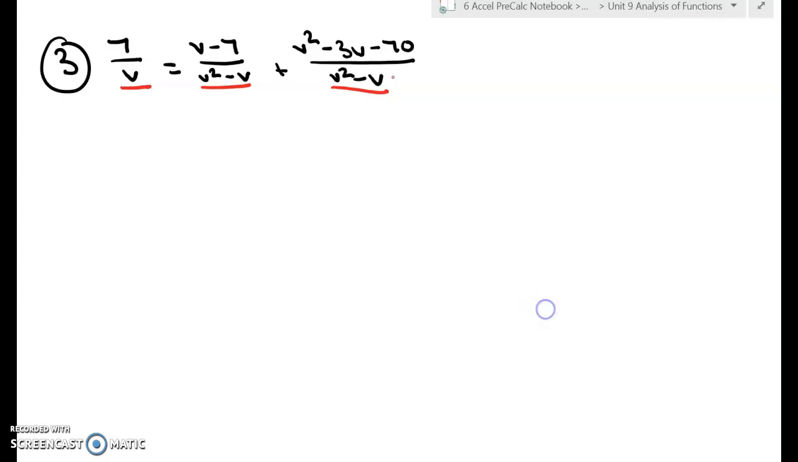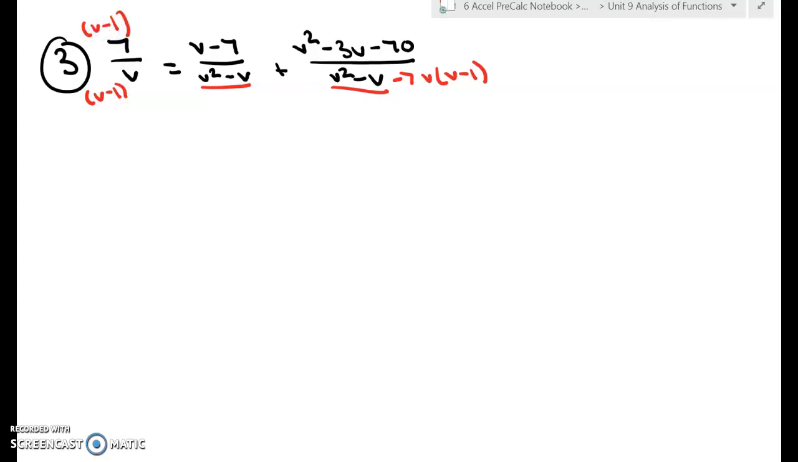So first, I'm going to see if this factors out to anything. And it can: v times v minus 1, because both terms had the variable v in it. And we can see that to get this to equal v squared minus v, we need to multiply it by v minus 1. So we'll do that for the numerator and the denominator.